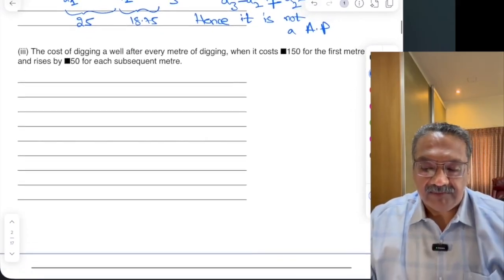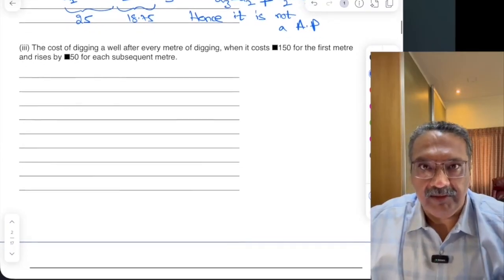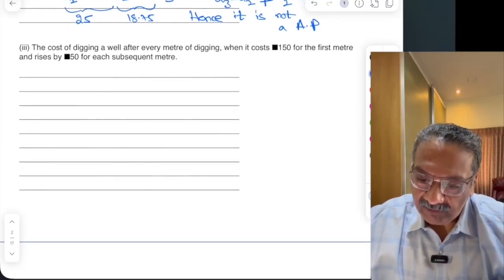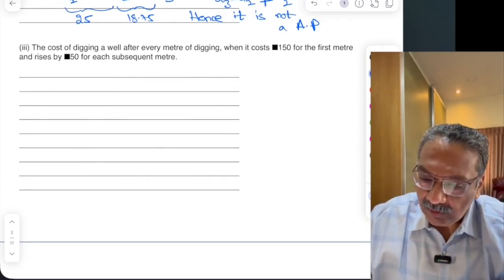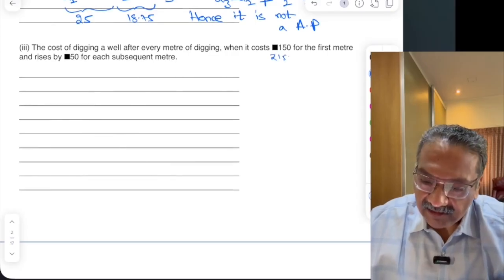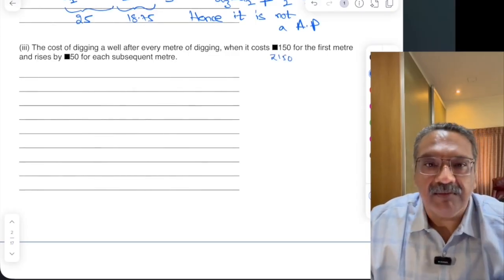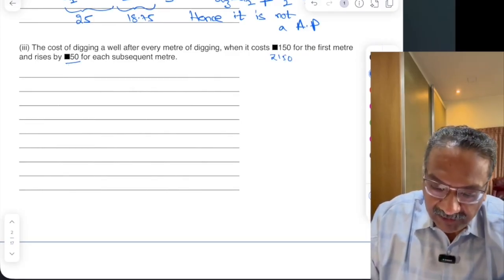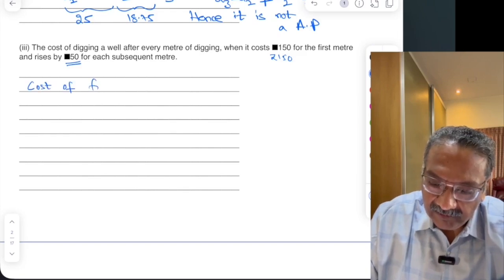Here what he says is the cost of digging a well. After every meter of digging, it costs rupees 150 for the first meter and rises by rupees 50 for each subsequent meter. So here what he says is the cost of first meter digging is equal to how much? Rupees 150. Now second meter, what is the cost of the second meter?